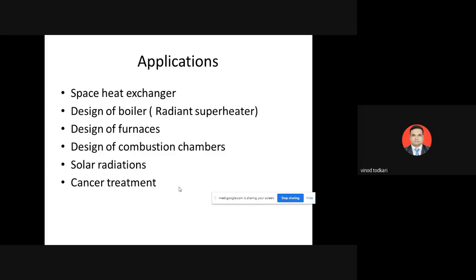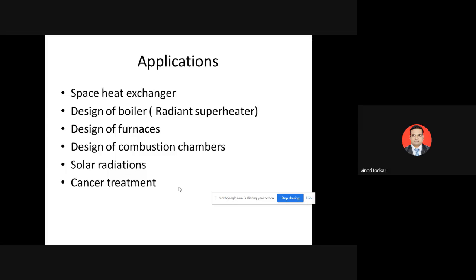Then design of boilers. In boilers, we have radiant superheaters. Radiant means the heat transfer is because of radiation. Then in design of furnaces, boiler furnaces or any kind of furnace where high temperatures are there. In layman's language, we say that radiation occurs at high temperatures, right? But it is not true. Even at very low temperatures, radiation and convection both are present. The only thing is which one is dominant. If there is a medium, heat transfer will be by two mechanisms: convection and radiation. If there is no medium, heat transfer will be exclusively because of radiation.